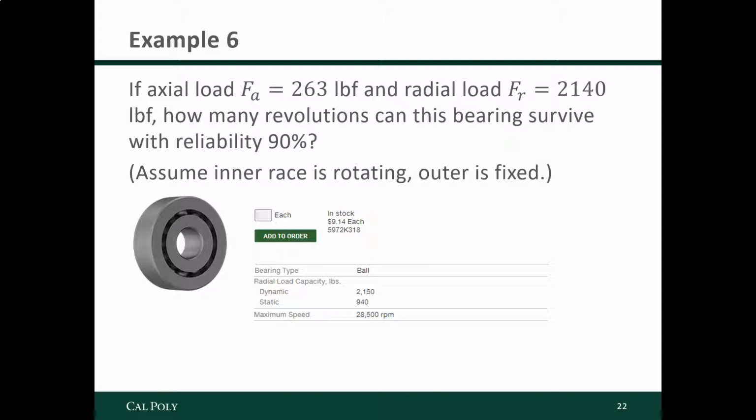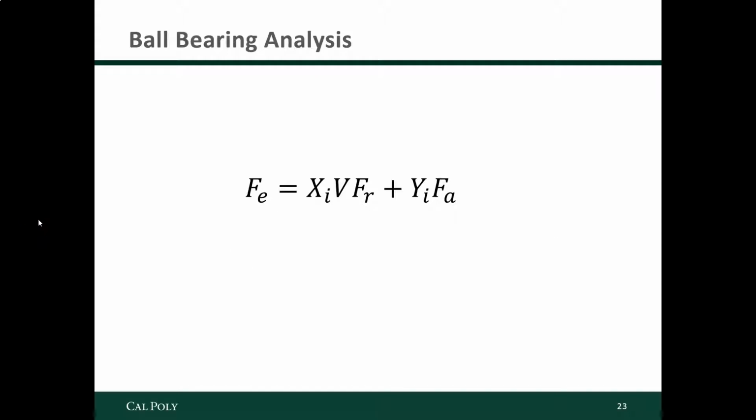Now we've still got a reliability of 90%, and we know that the dynamic load rating for a radial load is 2,150, and we're looking for the number of revolutions that the bearing can survive, considering that even though the radial load is under the dynamic load capacity, we've got this axial load. Does this put us over the limit? We're going to need this equation here in order to solve that one.